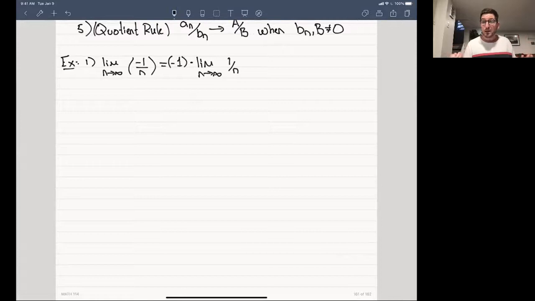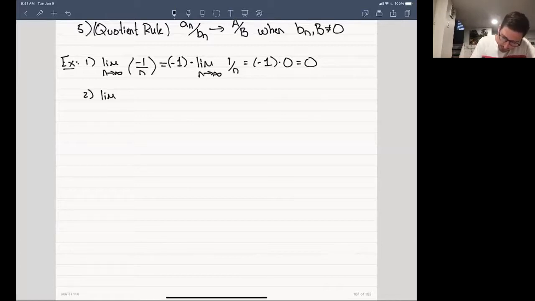Now, remember in the last video, we did a lot of work. It took a little bit of work using the epsilon notation, the proper definition of convergence, to find that 1 over n goes to 0. And so now I get minus 1 times 0, which is equal to 0. And that's all because of the constant multiple rule. So if a_n was equal to 1 over n and k is equal to minus 1, then I'm just applying the constant multiple rule here.